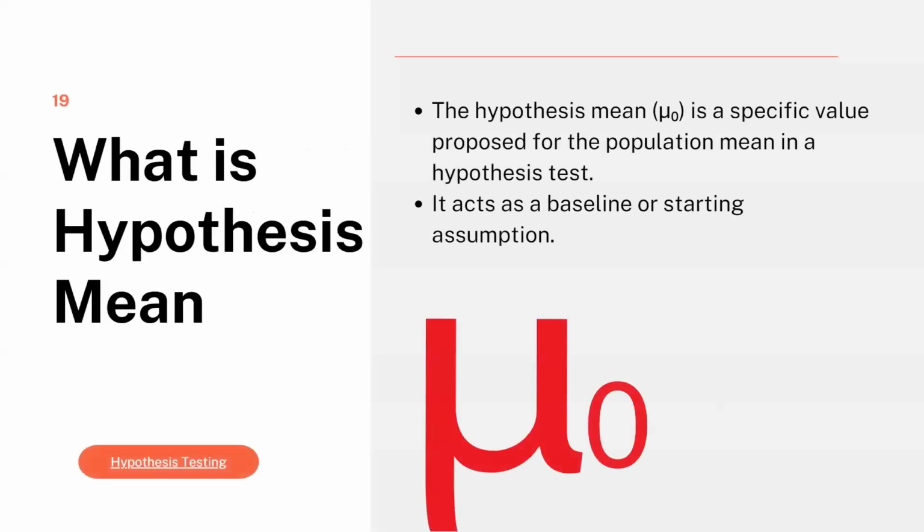And the next thing is, what is hypothesis mean? The hypothesis mean is a specific value that is proposed for the population mean in a hypothesis test. It is an assumption or starting point of our research. We use this value as the baseline to compare with the actual sample data. In other words, we set the hypothesis mean as the value we think the population mean might be. From there, we collect data and test whether the actual sample mean aligns with or differs from the proposed value.